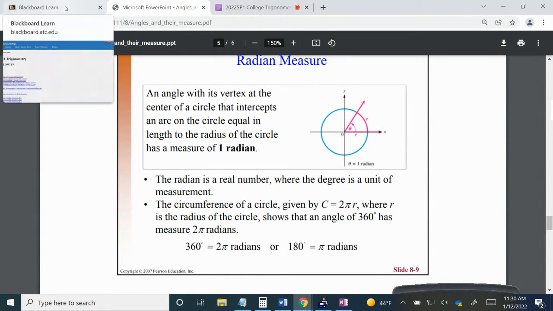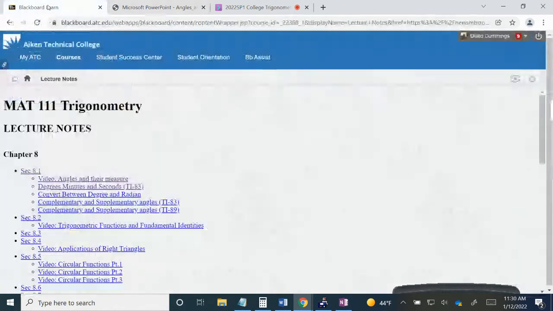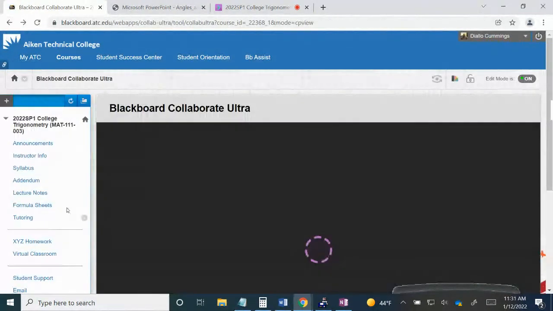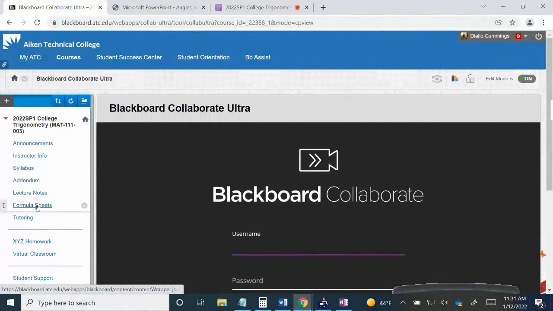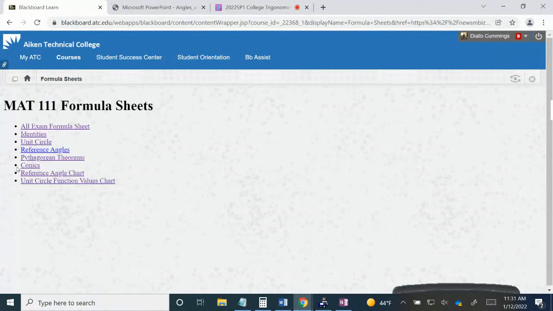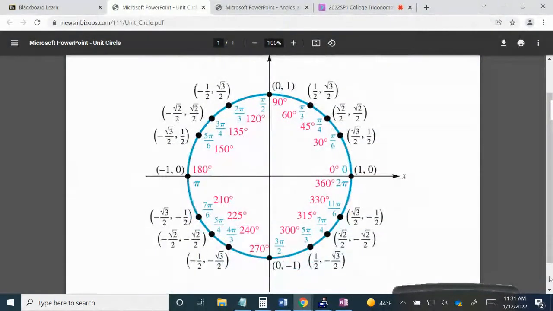I'm also going to go back to the main page of the course. I'm going to go into the formula sheet section, and I'm going to bring up the unit circle. And I want to talk more about the unit circle and about radians.